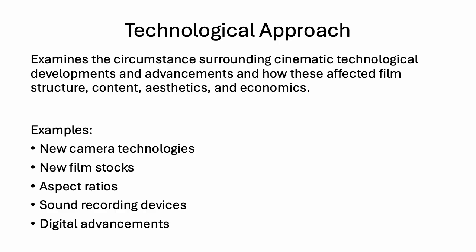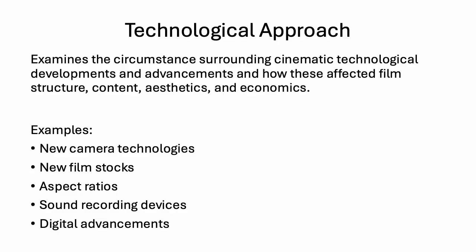Next, we move on to the technological approach. Now this examines the circumstances surrounding cinematic technology and the developments and advancements, and how these affected film structure, content, aesthetics, and economics. So we could take a look at some examples of these, which would be the new camera technologies. So going from black and white film to color film, and then also the transition from actual film to digital was another major effect. Different aspect ratios.